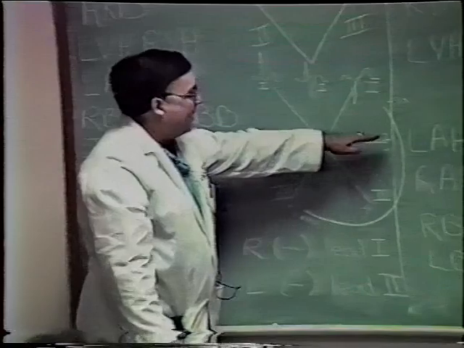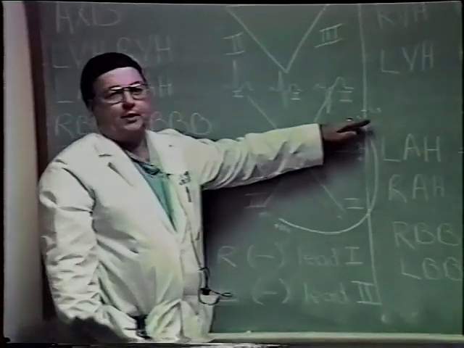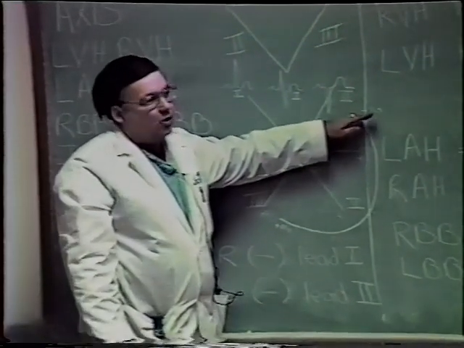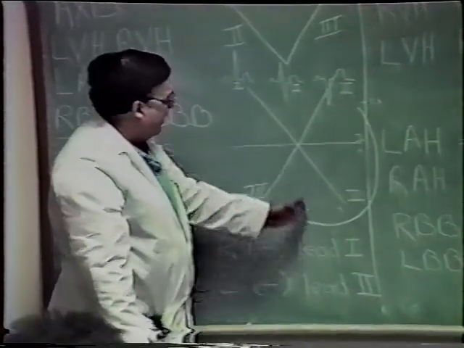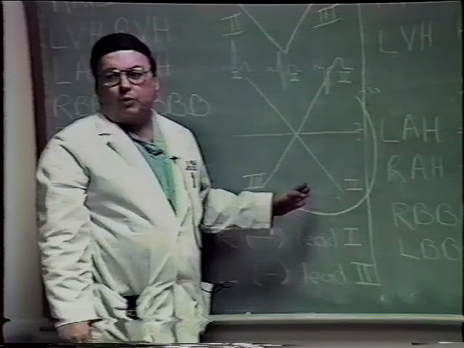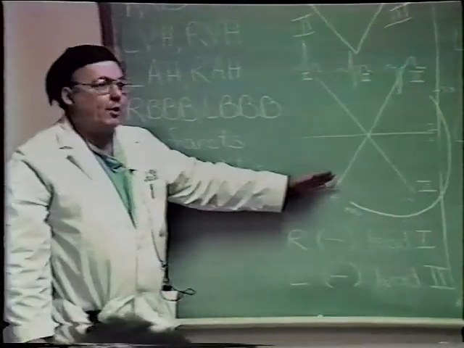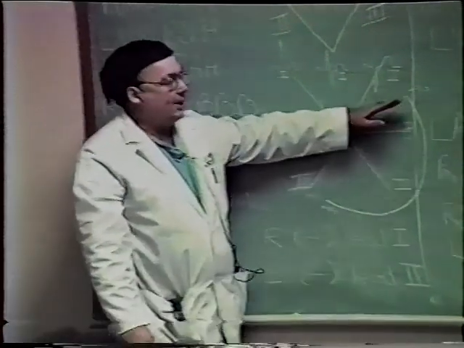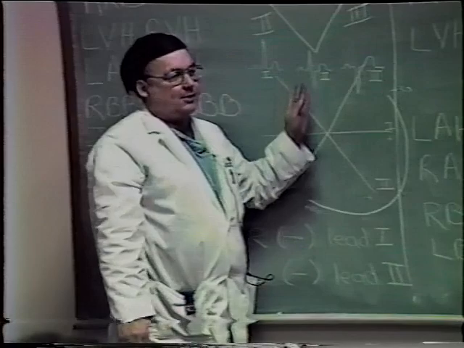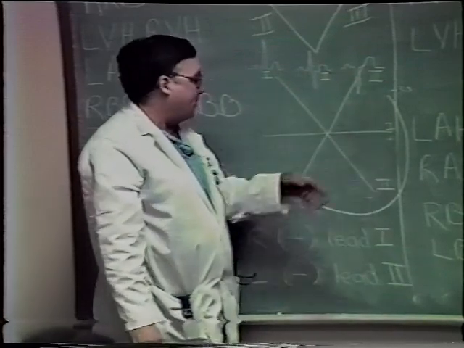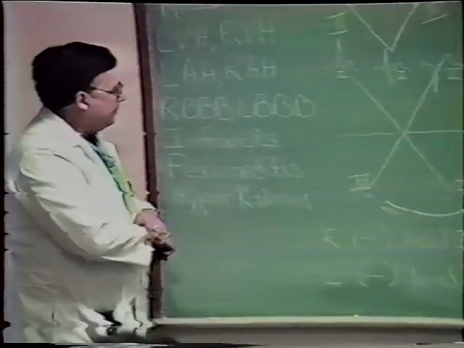Now, if it's minus 10, you might say it's leftward, but it's still in the normal range. And if it's down here at plus 100, it's rightward, but still normal range. But when it gets beyond plus 110, it's right axis. When it gets beyond minus 30, it's left axis. So left axis, normal axis. Okay, how do we do that?